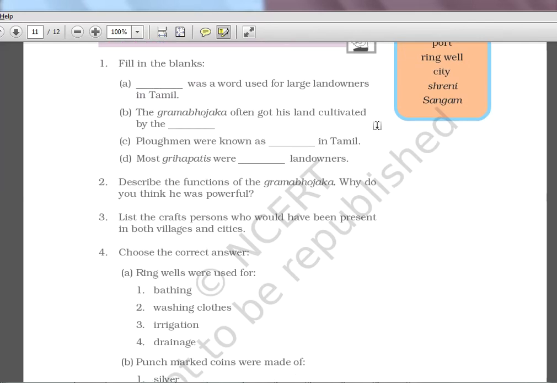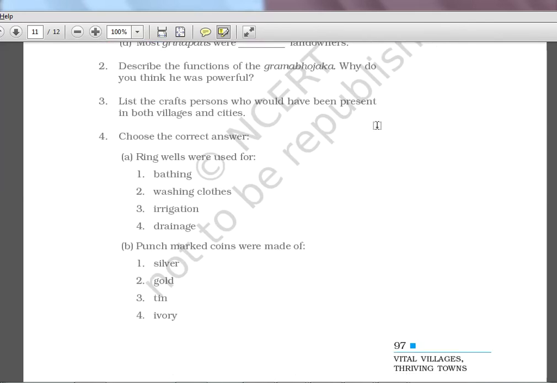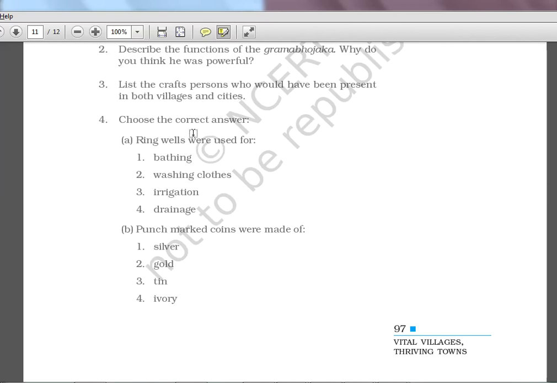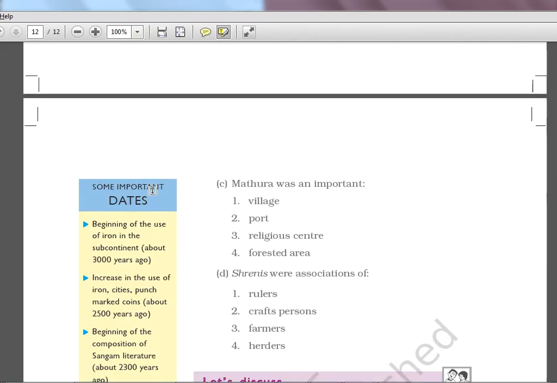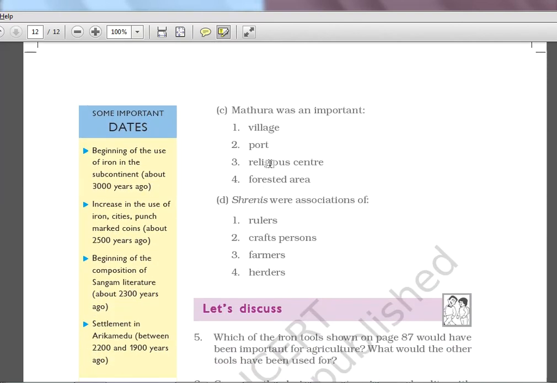Okay, now here we have an MCQ kind of thing. Ring wells were used for... don't worry about this 1, 2, 3, 4, it's actually ABCD, only one will be right. Ring wells were used for drainage. Okay, we saw drainage, toilets and all those things. Punchmarked coins were made of silver and copper. We have seen this already. Then Mathura was a village port? It was a religious center. We told that three religions were there. Shrenis were an association of craftspersons.